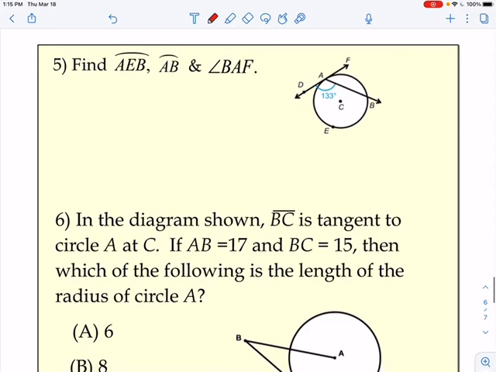For number 5, we want to find 3 different things. The first thing that we want to find is arc AEB. Again, AEB is going to be a major arc. And again, if you go around the entire circle, AEB is that arc there.